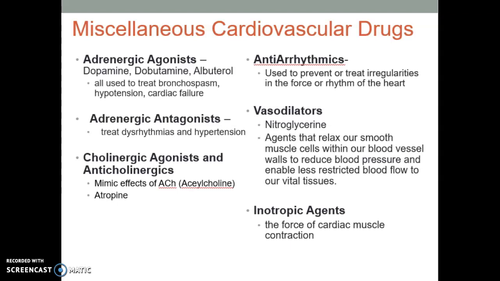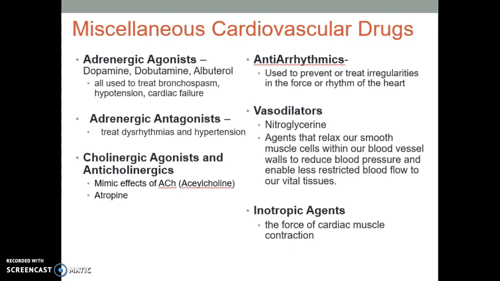Cholinergic agonists and antagonists mimic effects of acetylcholine, which is a neurotransmitter in the parasympathetic nervous system, and it slows the heart rate, conserves energy, and relaxes the GI tract. Atropine is used to treat bradycardia and raise the heart rate when needed. Antiarrhythmic agents are used to prevent or treat irregularities in the force or rhythm of the heart.